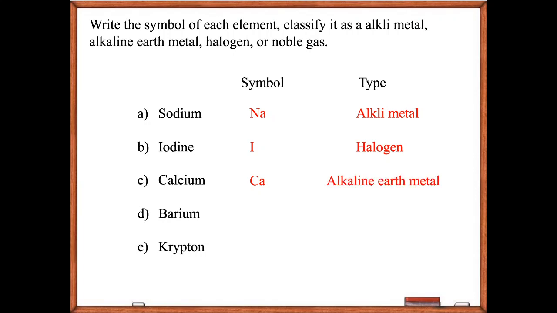Next one, barium. The symbol is Ba. Similar to calcium, where is it going to fall? It's 2 elements underneath calcium in the same group. So it's also going to be an alkaline earth metal. And last one, krypton. What's its symbol going to be? Kr. And it's all the way to the right of our periodic table, which is where our noble gases are.